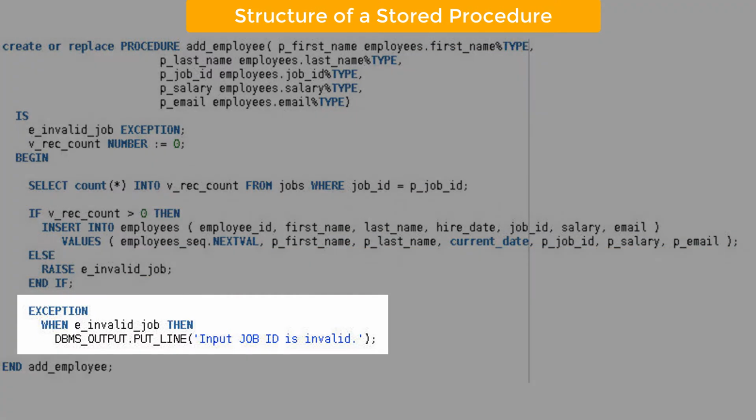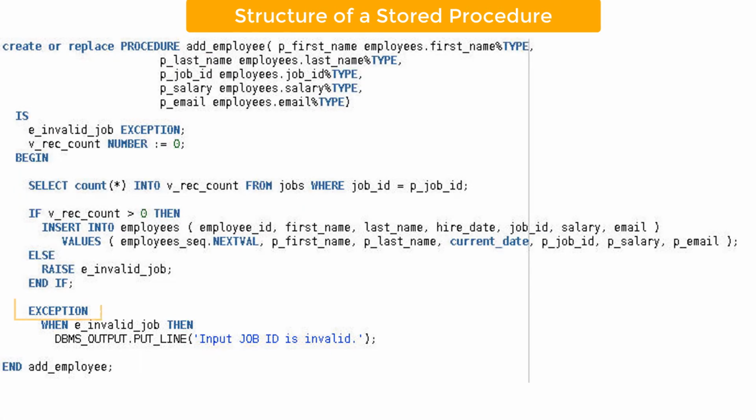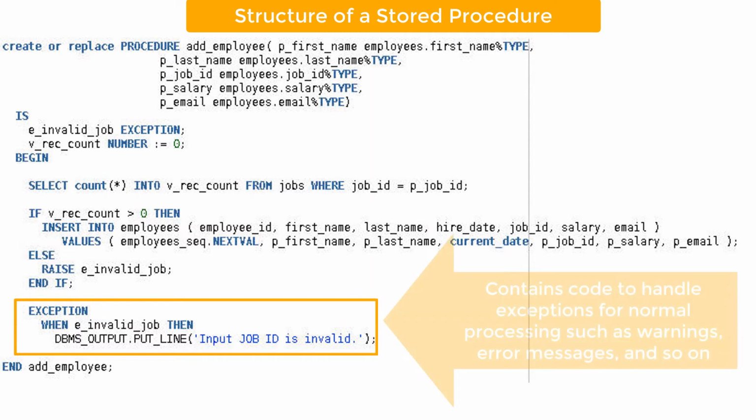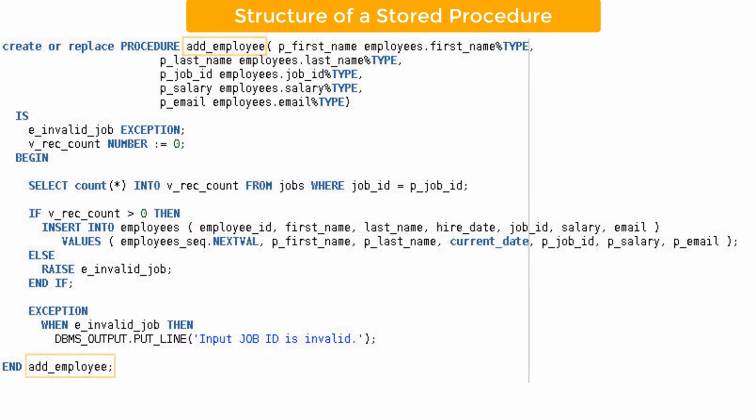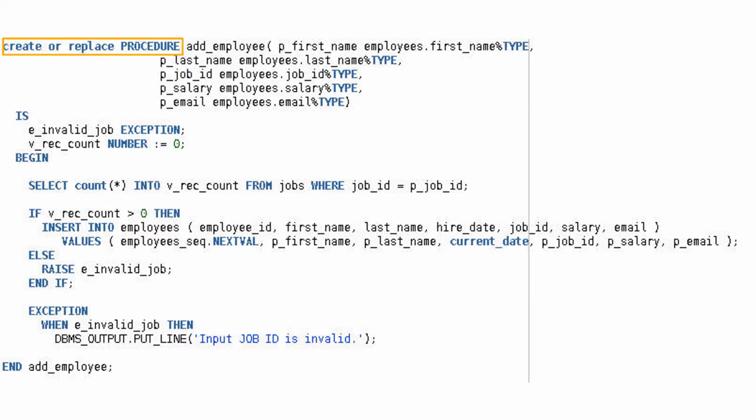Number 4, the exception section. This section begins with the exception keyword. It has code to handle exceptions for normal processing, such as warnings, error messages, and so on. As you can see, Jill creates a procedure named add_employee that accepts 5 input parameters using the create or replace procedure keyword. Let's discuss the modes of parameter passing before we proceed further.